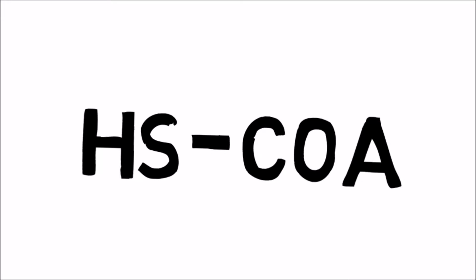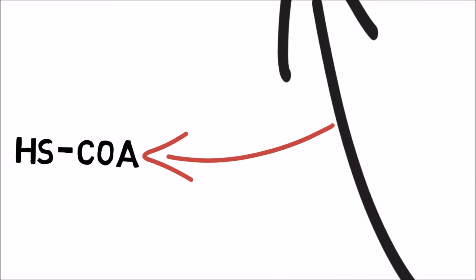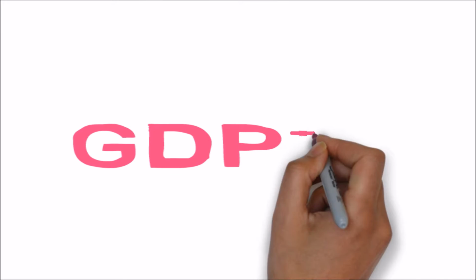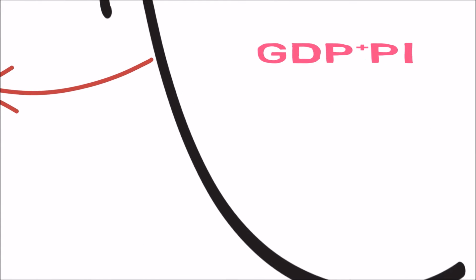In this stage, succinyl-CoA only remains with 4 carbons. HS-CoA will diffuse out. GDP plus Pi will convert to GTP.